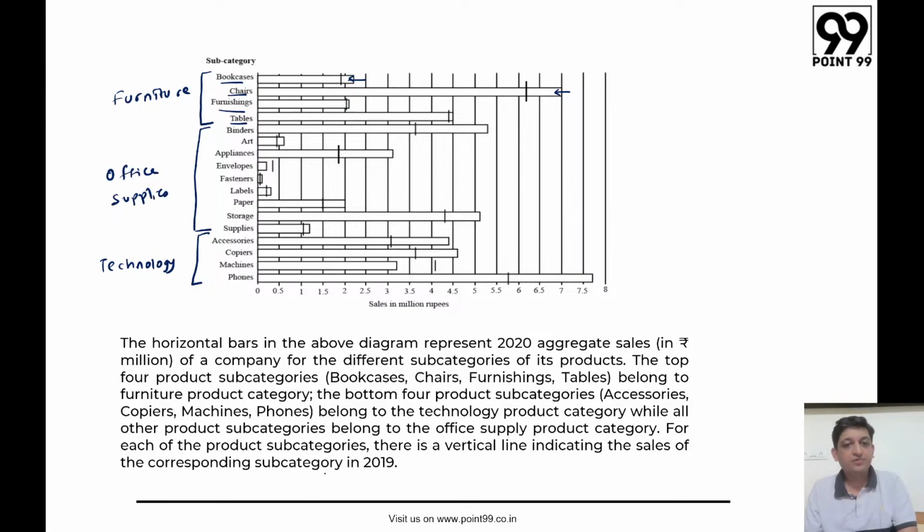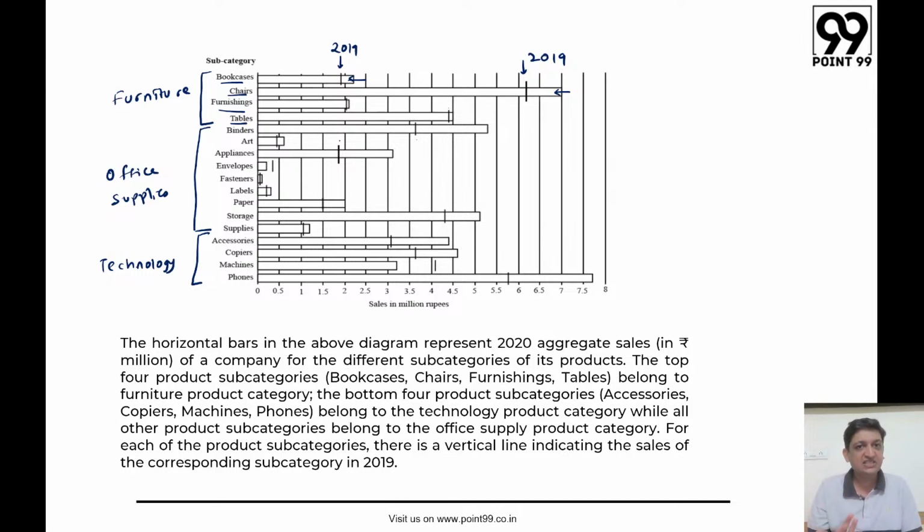Fine. For each of the product subcategories, there is a vertical line indicating the sales of the corresponding subcategory in 2019. So this small vertical line that is visible here is basically how much the sale was in 2019. Again, this vertical line talks about the 2019 sales. Right? So I'll just write it here. Similarly, this line will talk about 2019, this line will talk about 2019, this line will talk about 2019 and so on. So all these will be talking about 2019 cases.